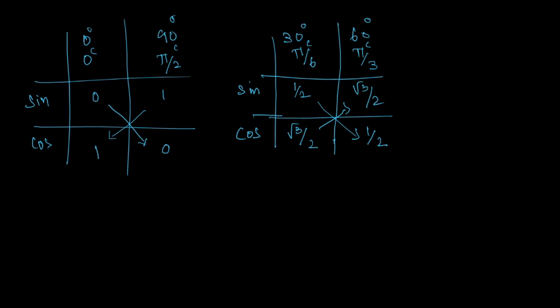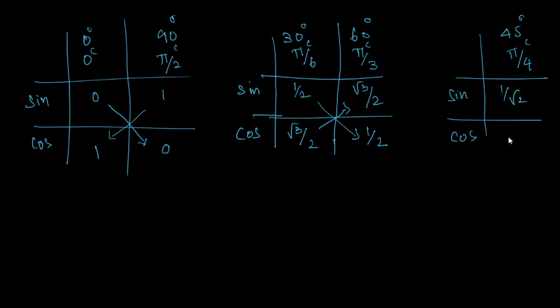Similarly for 90 degree, not 90 degree, that is for 45 degree. So 45 degree, which is nothing but pi by 4 radian. Is it not? Pi by 4 radian. Now sine and cos. Now sine pi by 4 is 1 by root 2. The same is applicable for cos, 1 by root 2.